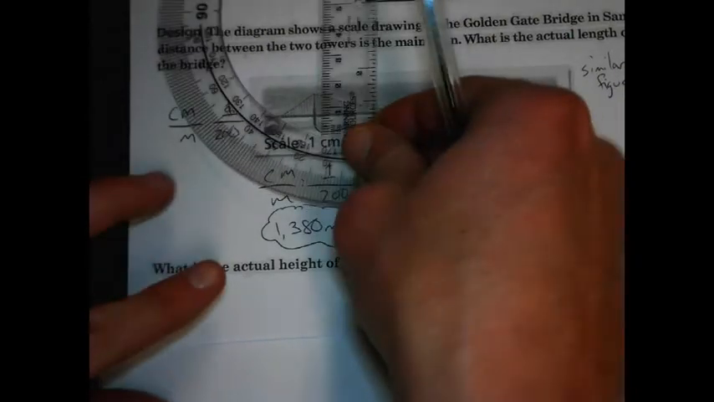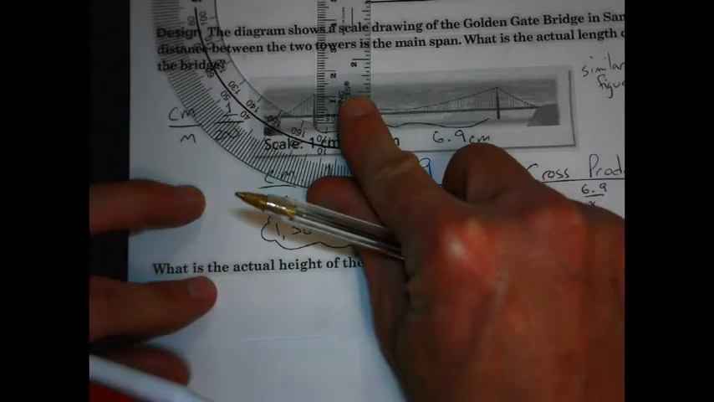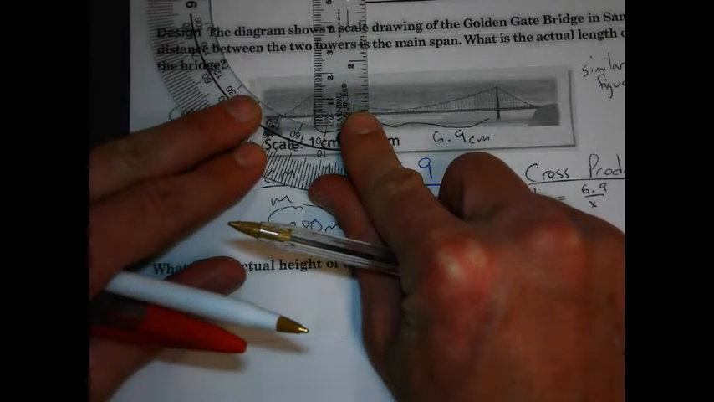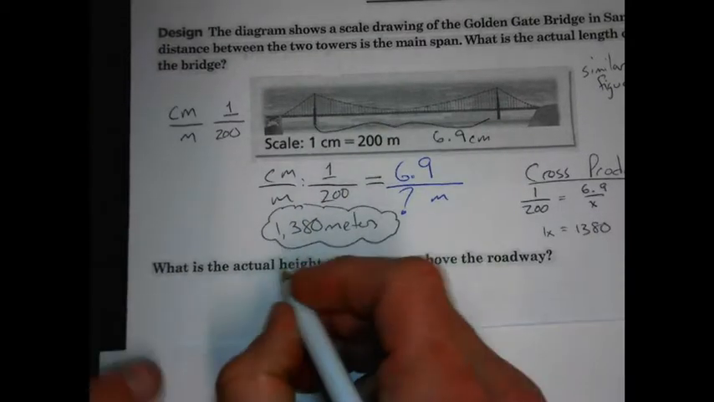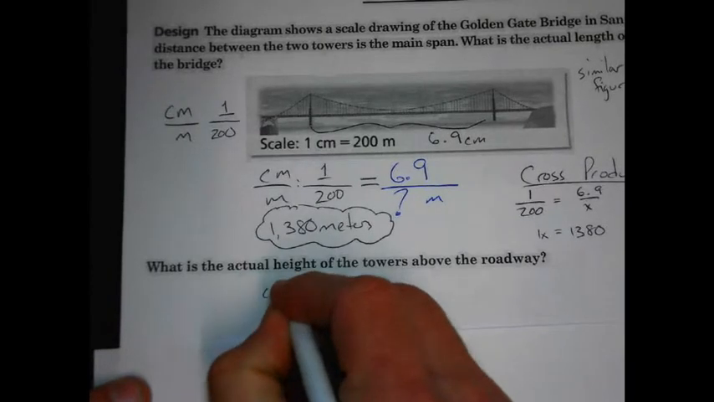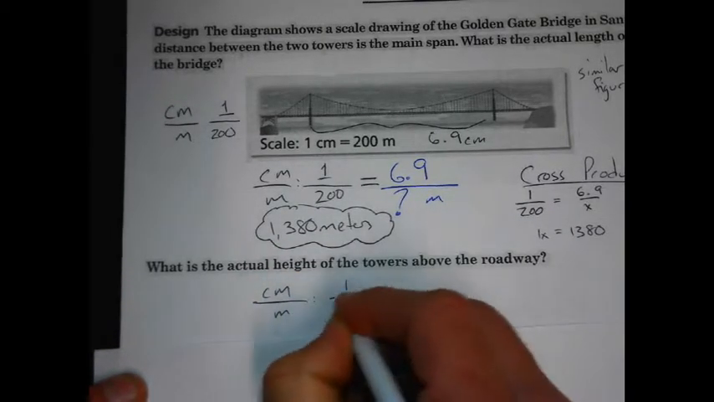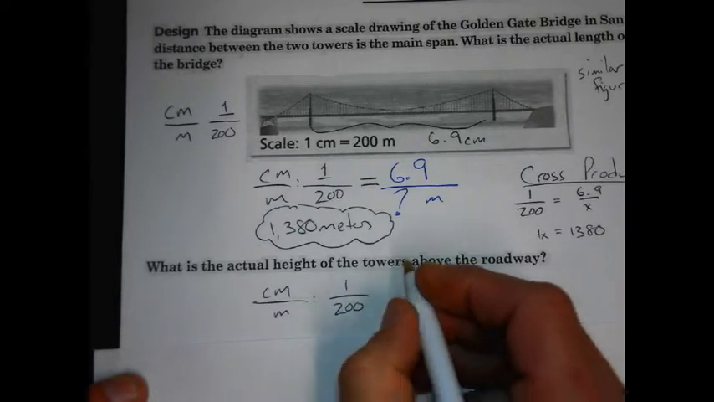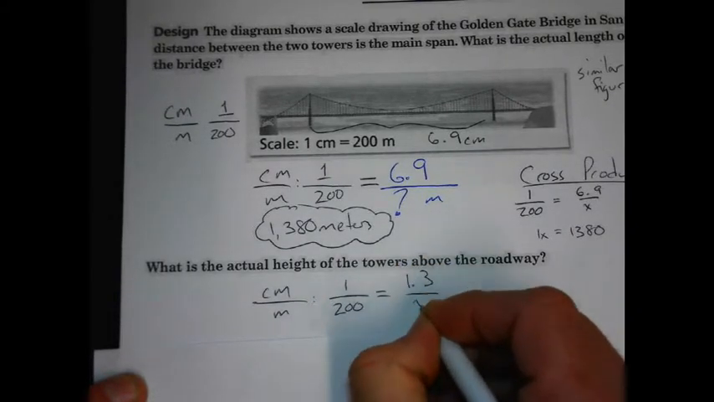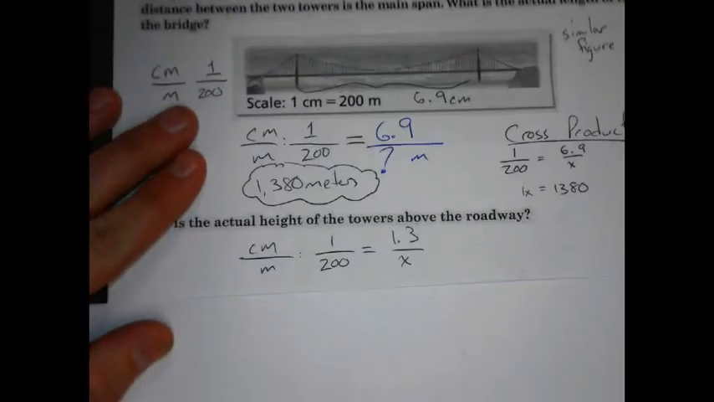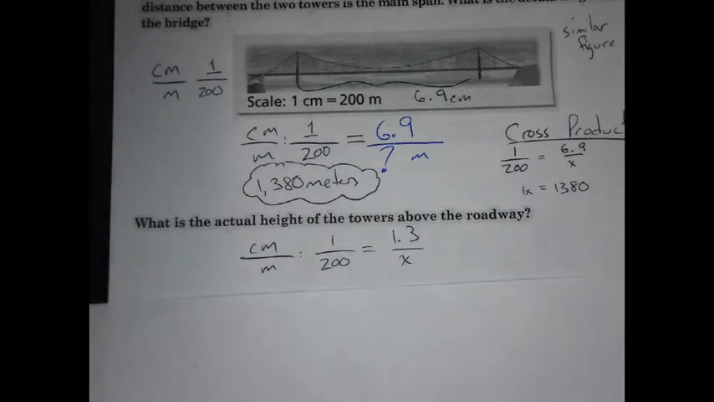So we can measure, use our handy dandy measuring tool, and it looks to be about 1.3 centimeters, let's just say. So it's 1.3 centimeters, and again we're using the same ratio, centimeters to meters. And the scale still is 1 to 200, and so that's going to be equal to 1.3 to some actual length. Okay, so again, how do we figure that out? And once again, just like in the previous lesson, cross products.